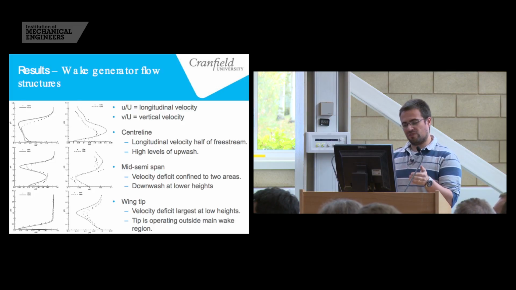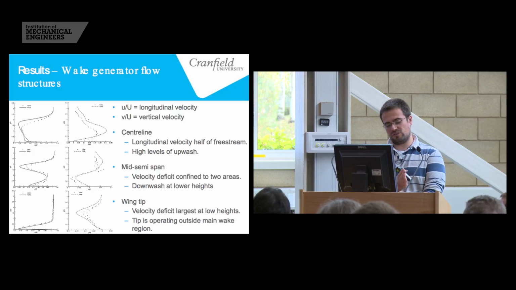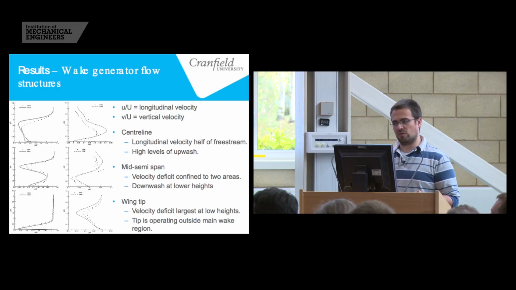On the top, we have the center line of the wing, in the middle the midspan, and the wingtip. One thing that is noticed is there's a significant velocity deficit in the longitudinal direction in the center plane, and there's quite a bit of upwash. But once we move towards the wingtip, the velocity deficit is slightly smaller, but we get downwash. So we get effectively different loading depending on where the wing is.